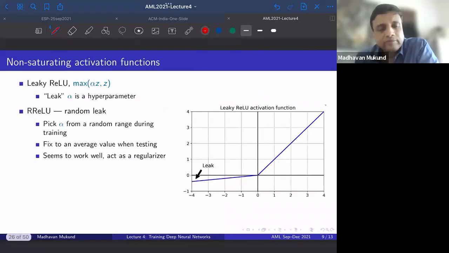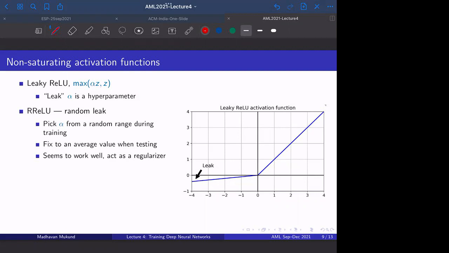So one of them is to make this alpha actually random. So you pick alpha from some range. You don't fix the alpha to be one constant value. So you keep varying alpha as you train. At different points, you choose different alphas from a range, but you don't make it too large or too small, and you don't keep it at a fixed value.